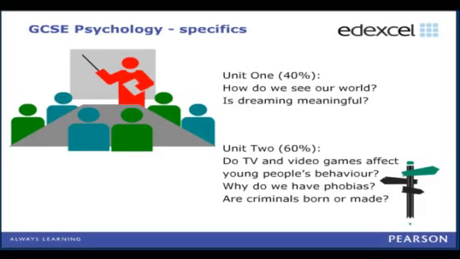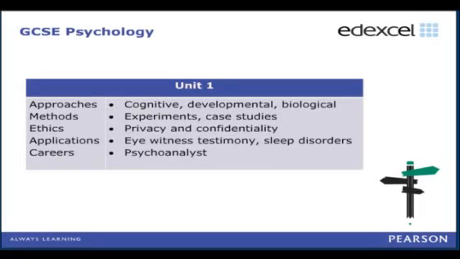Unit 2, which is worth 60%, has 3 topic questions. We look at TV and video games and their effects. We look at why people have phobias. And we look at whether criminals are born or made. And those 5 topic questions cover the areas of psychology we needed and the other issues. I hope I'm going on to say a bit more about that now. Let's hope it's clear enough.